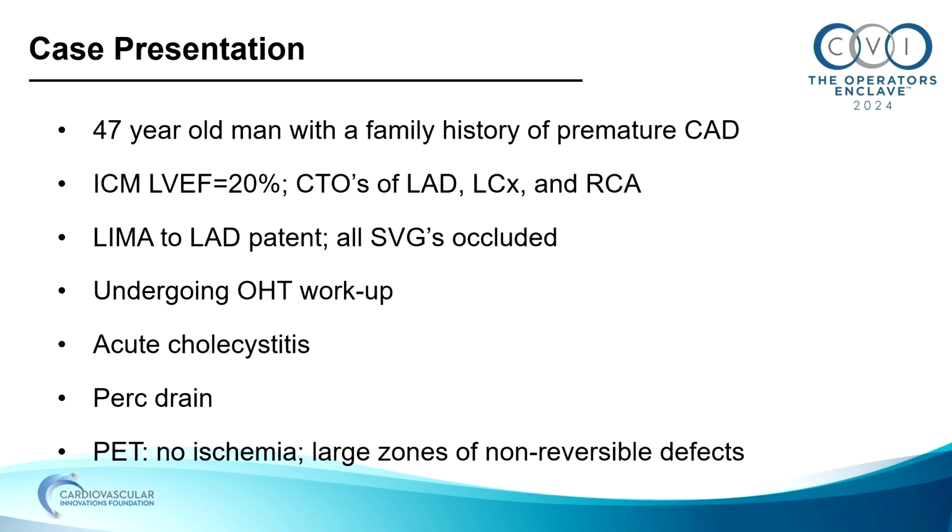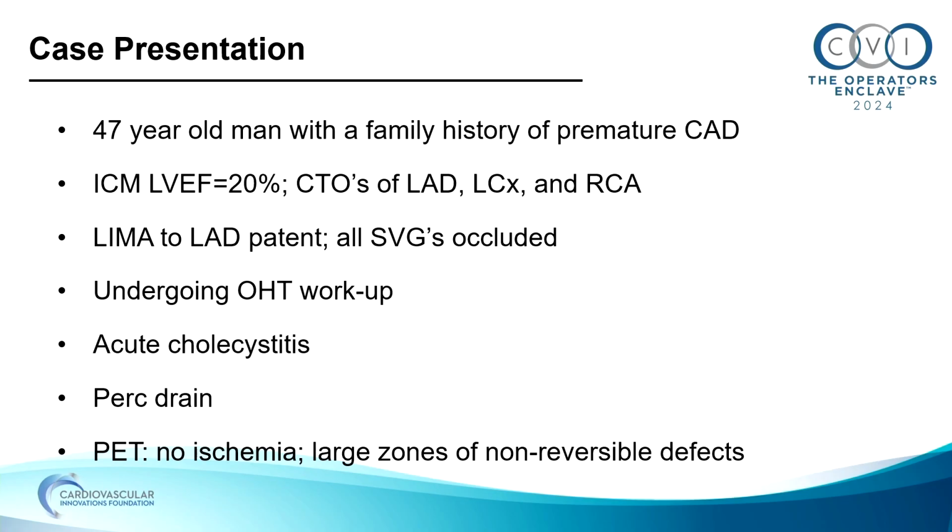So this is a case of a 47-year-old gentleman who has a very strong family history of coronary artery disease. Everyone in his family gets coronary artery disease at or about 40, and they have lipoprotein(a) in the 400s. So he has a known ischemic cardiomyopathy with an echo showing an EF of 20%, a left ventricular end diastolic diameter of around 7 centimeters. And he's got known CTOs of the LAD, the circumflex, and the right. He underwent bypass graft surgery in his mid-30s. And he had a known LIMA to LAD that was patent, but all the SVGs were down. And he was at our institution undergoing workup for heart transplantation.